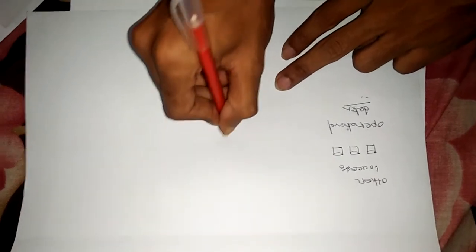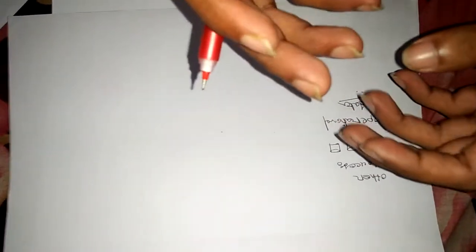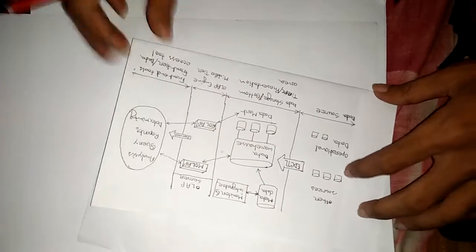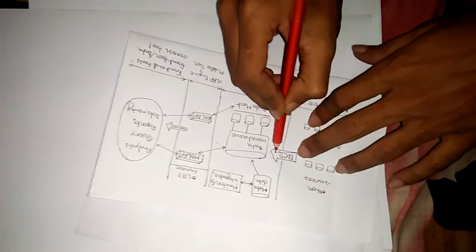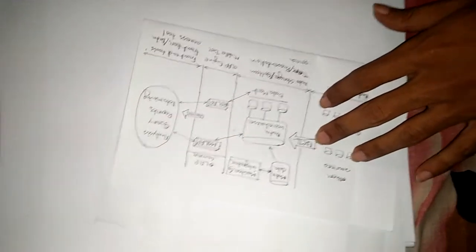To complete this process, we need to transform the data into the same pattern. For this we need a tool, and this tool is called ETCL. What is ETCL? I will describe it later.